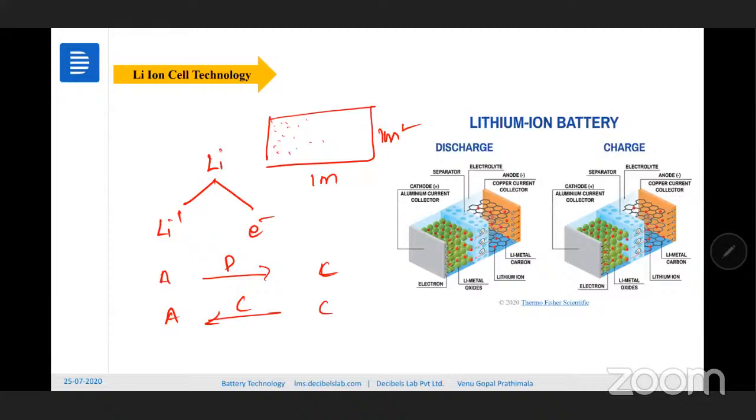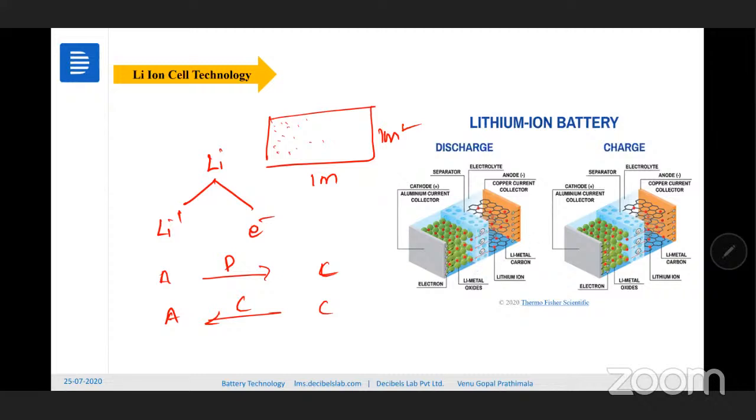As I told you, if you observe, there are different structures for cathode and anode, but the common anode we are going to use is lithium carbide. It is a lithiated carbon. If you look at the graphite structure, it has hexagonal shaped structures. Everything in the lithium-based cells has layers. I'll show you the structures also.